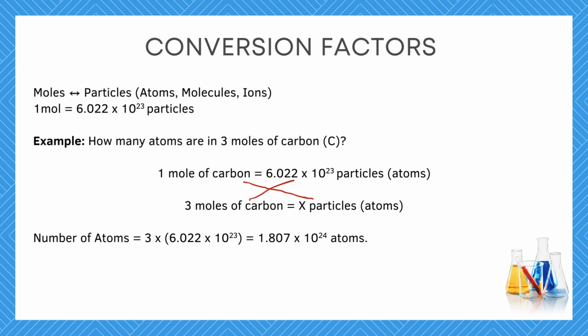Now, in this case, 3 moles of carbon will contain X particles, since we do not know the number of particles it contains. From here we can cross multiply. When we cross multiply, X goes to the left and then 3 multiplies 6.022 times 10 raised to the power of 23. Our number of atoms therefore becomes 3 multiplied by 6.022 times 10 raised to the power of 23, and that gives us 1.807 times 10 raised to the power of 24.